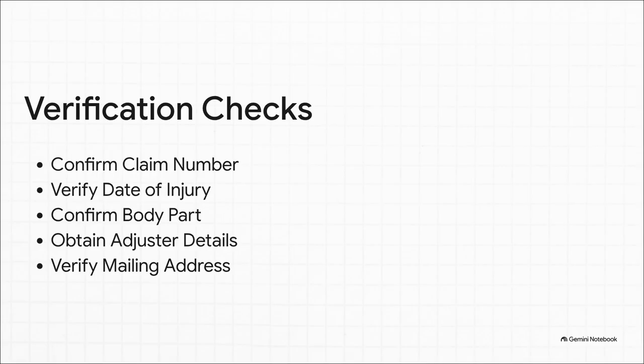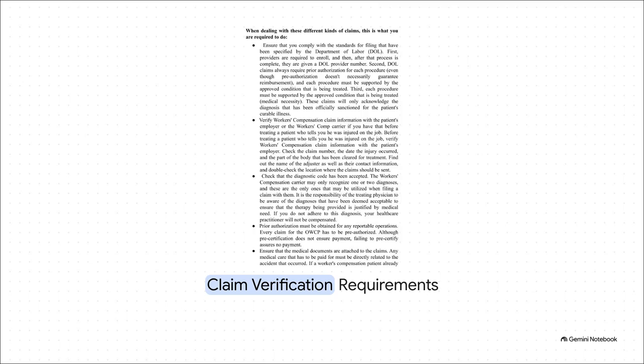You also need to get the claims adjuster's full name and direct contact details. And lastly, verify the exact claims mailing address. I promise you, getting just one of these wrong on the front end guarantees a massive headache on the back end. What's really wild here is just how incredibly granular you need to be to protect your revenue.